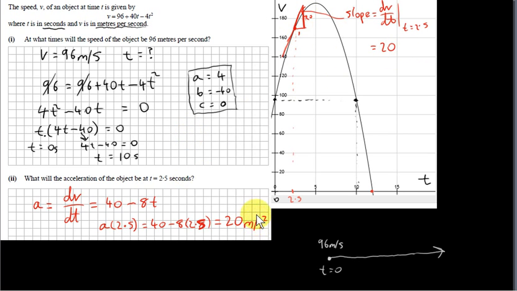Why are the units meters per second squared? Well, the units of velocity are meters per second. The units of time are seconds. Meters per second divided by seconds is actually meters divided by seconds squared, or meters per second squared.